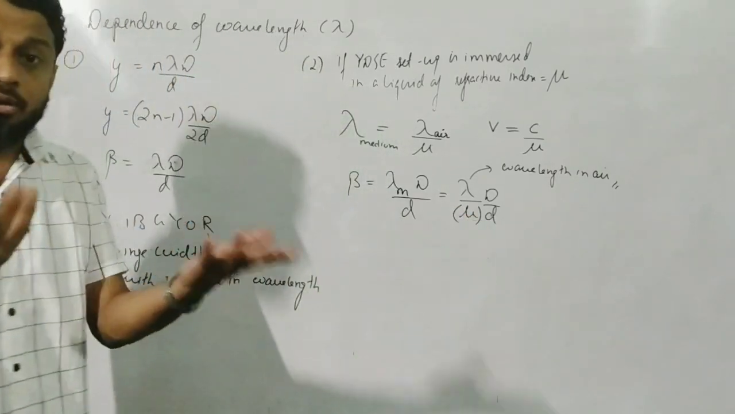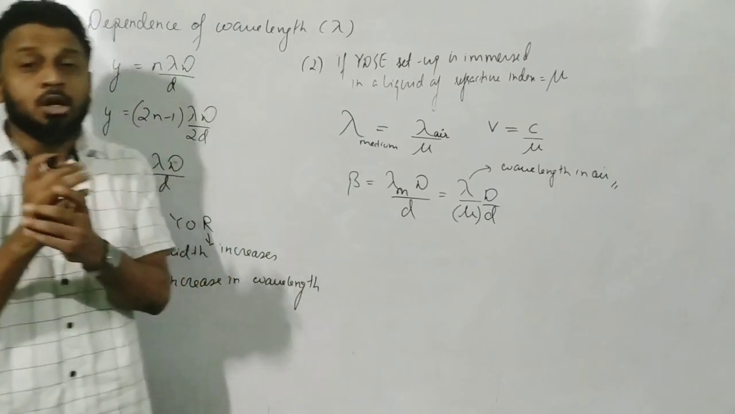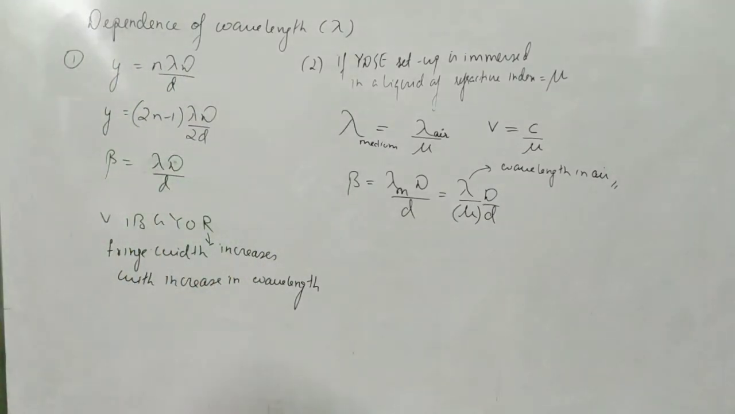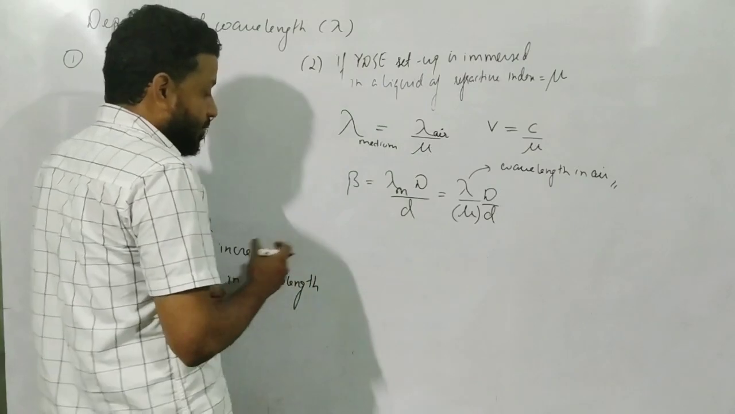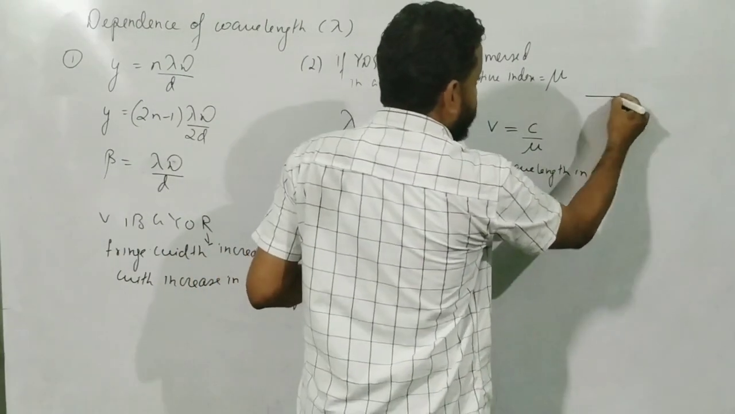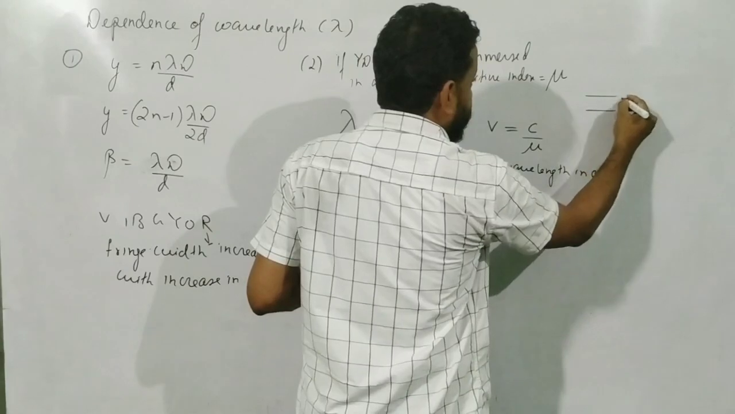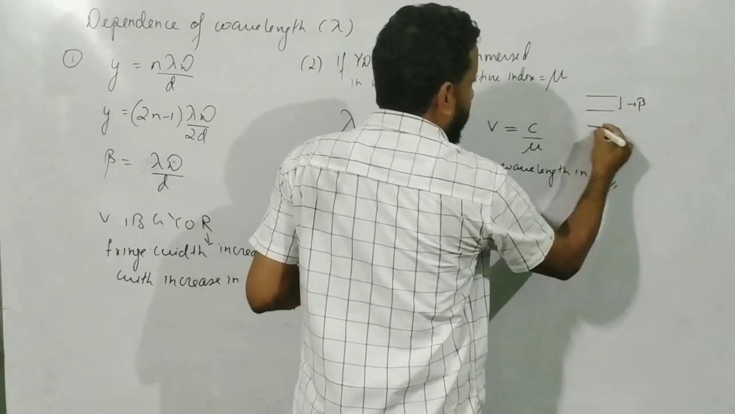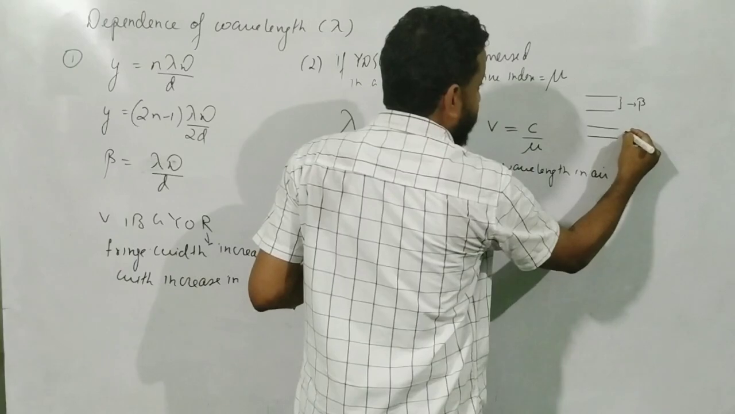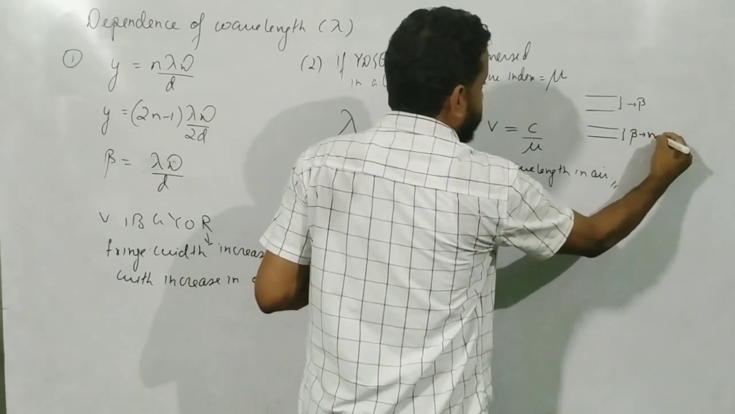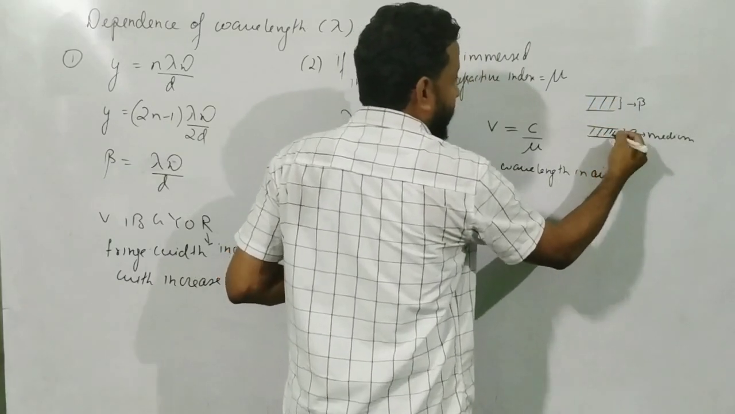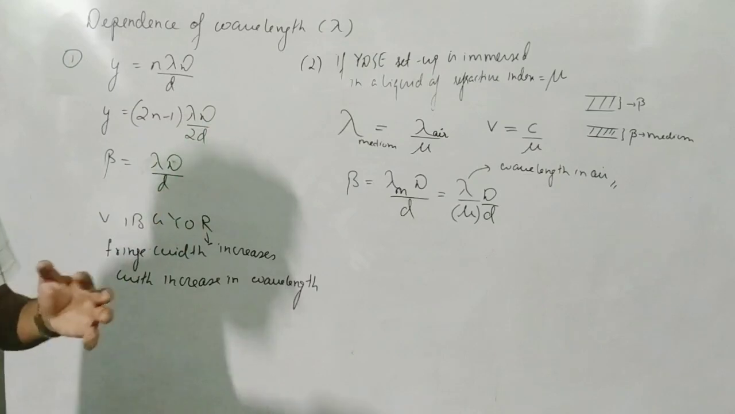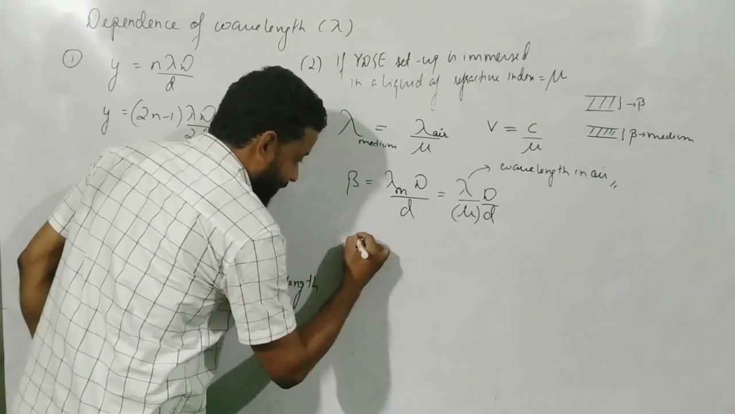What does it mean? Now mu is always more than 1. We know that refractive index is always more than 1. So if mu is more than 1, it means that the fringe width, or the fringe pattern, will shrink. If this was the fringe width in air, the fringe width in a medium will be slightly less. So this thickness will slightly shrink.